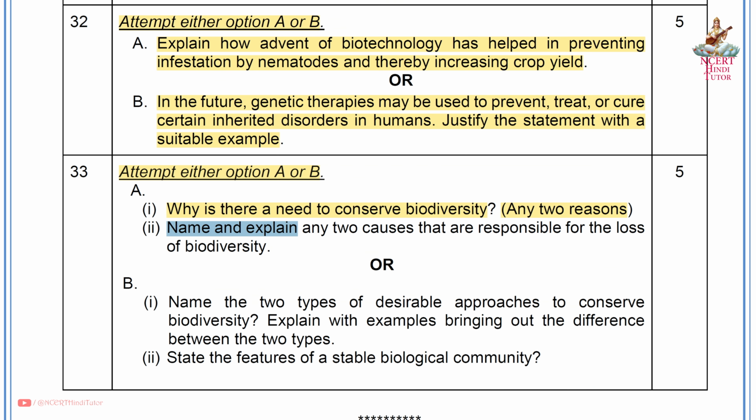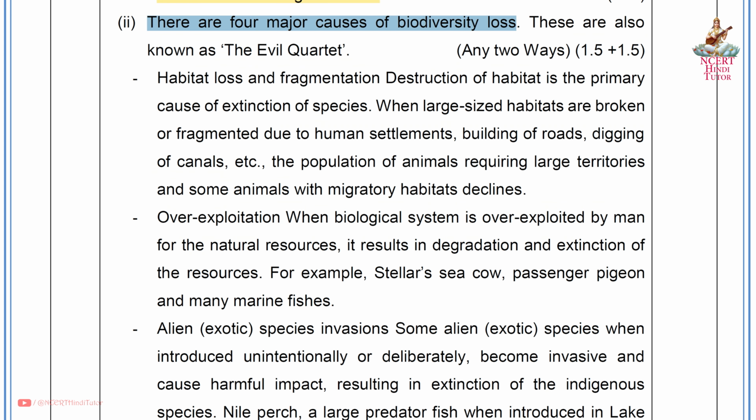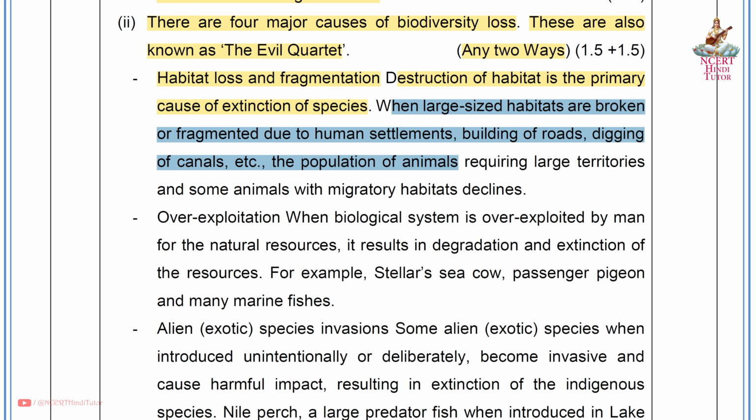Second, name and explain any two causes that are responsible for the loss of biodiversity. Answer: There are four major causes of biodiversity loss. These are also known as the evil quartet. So friends, you can write any two ways listed below. Habitat loss and fragmentation. Destruction of habitat is the primary cause of extinction of species. When large-sized habitats are broken or fragmented due to human settlements, building of roads, digging of canals, etc., the population of animals requiring large territories and some animals with migratory habits declines.